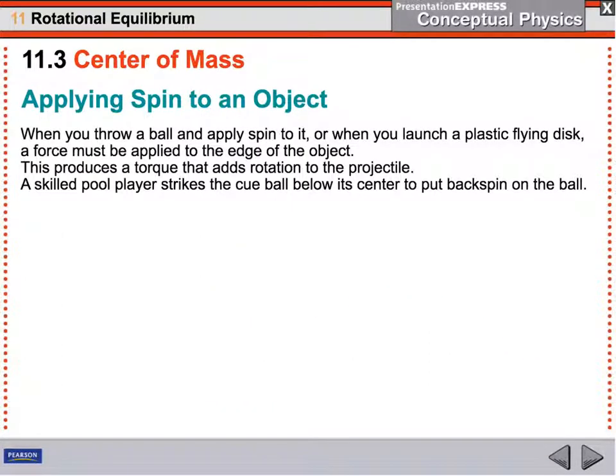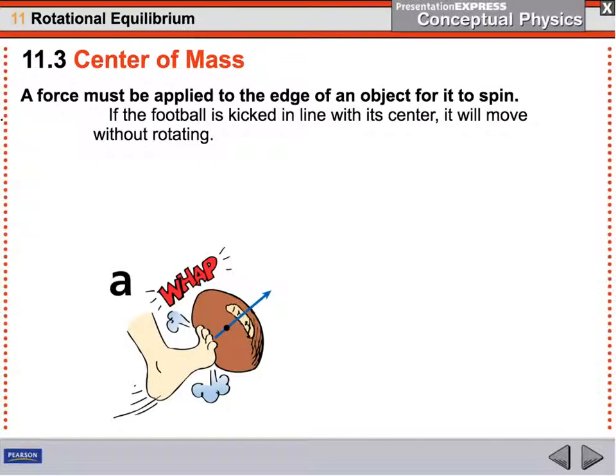When you throw a ball and apply spin to it, or when you launch a plastic flying disc, a force must be applied to the edge of the object. This produces a torque that adds rotation to the projectile. A skilled pool player strikes the cue ball below its center to put a backspin on the ball. A force must be applied to the edge of an object for it to spin.